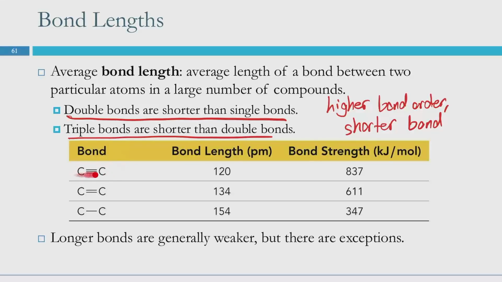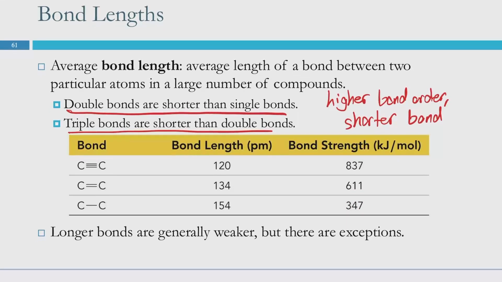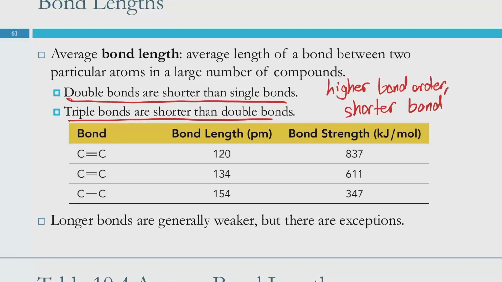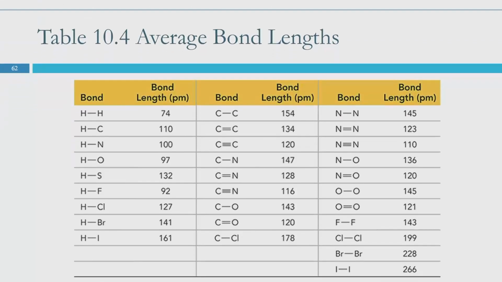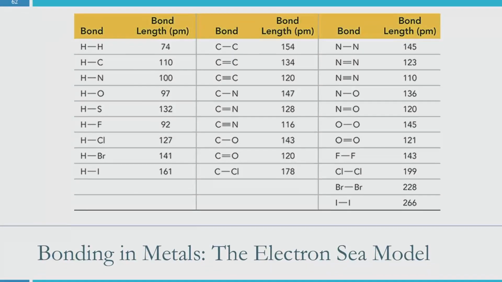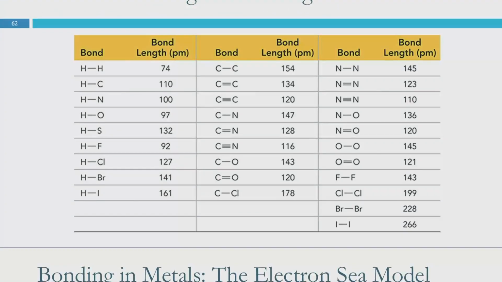So our carbon-carbon triple bond has a short bond length. It's also got the highest bond strength. Our carbon-carbon double bond is a little bit longer and a little bit weaker. Our C-C single bond has the longest of these bond lengths, and it also has the lowest bond strength. So longer bonds are generally weaker. Of course, there are exceptions. So generally speaking, stronger bonds, higher bond order, means shorter bonds. And we have a table of average bond lengths as well. I don't know that we'll use that for anything, but there they are.